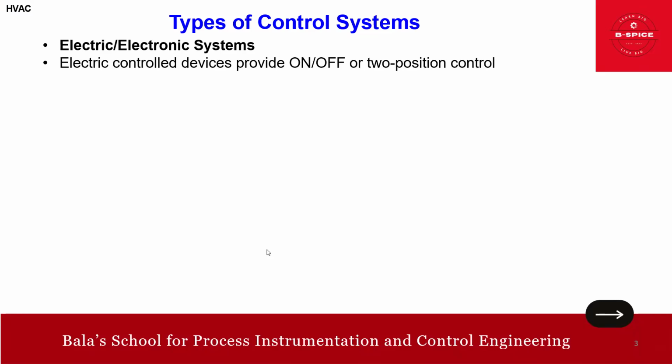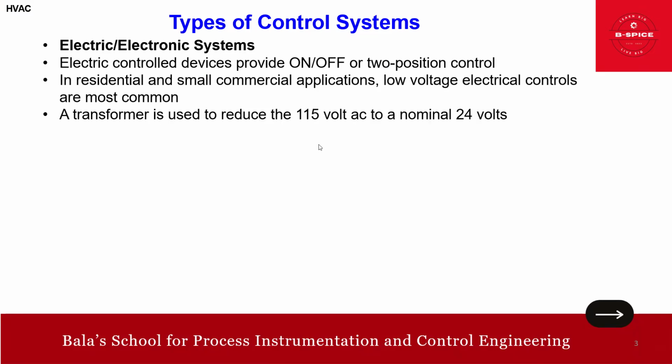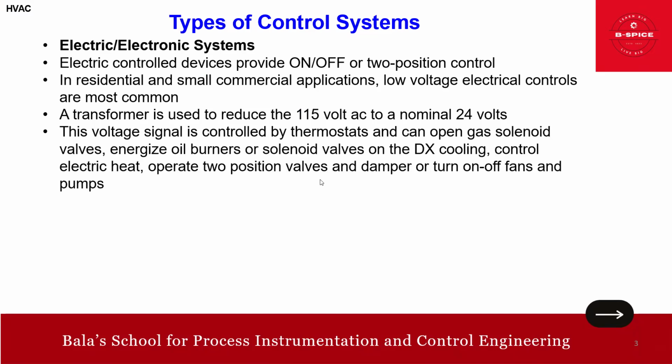Very simple. Okay, now we go into the electric and electronic systems. First, we'll start with the electric control device. So an electric control device provides on-off or two position control. In residential and small commercial applications, low voltage electrical controls are most common. So a transformer is used to reduce 110 volt AC to a nominal 24 volts. Okay, so the voltage is controlled by the thermostat and can open gas solenoid valves.